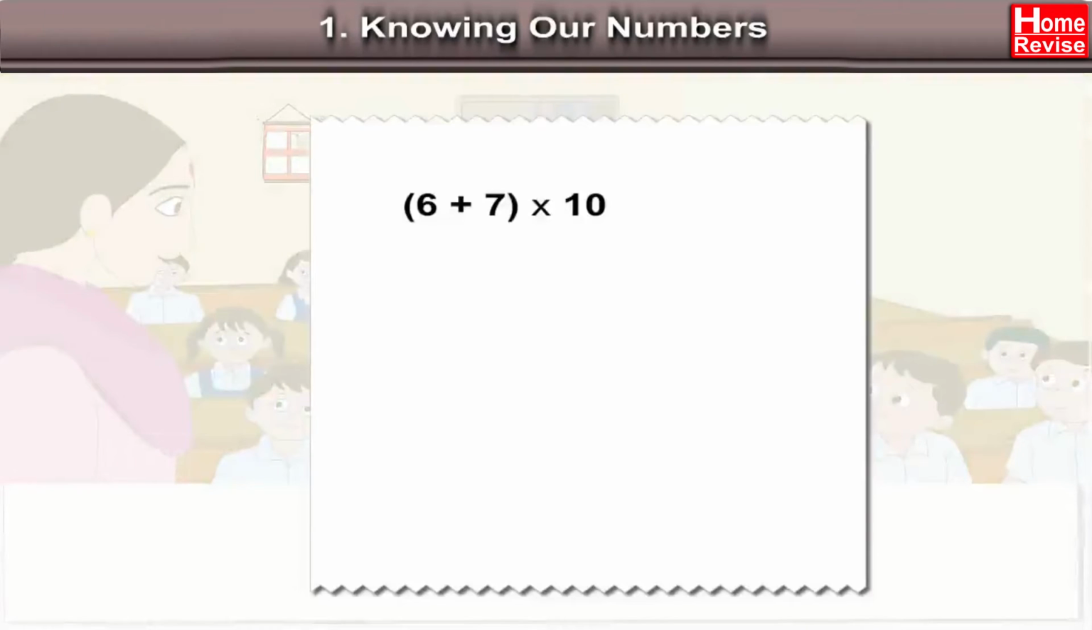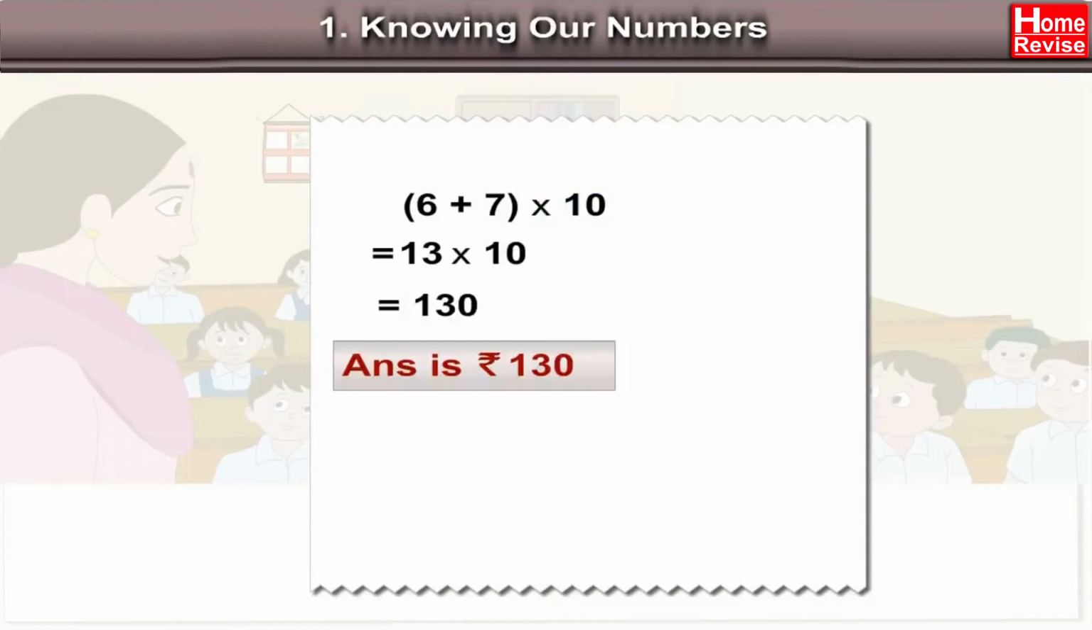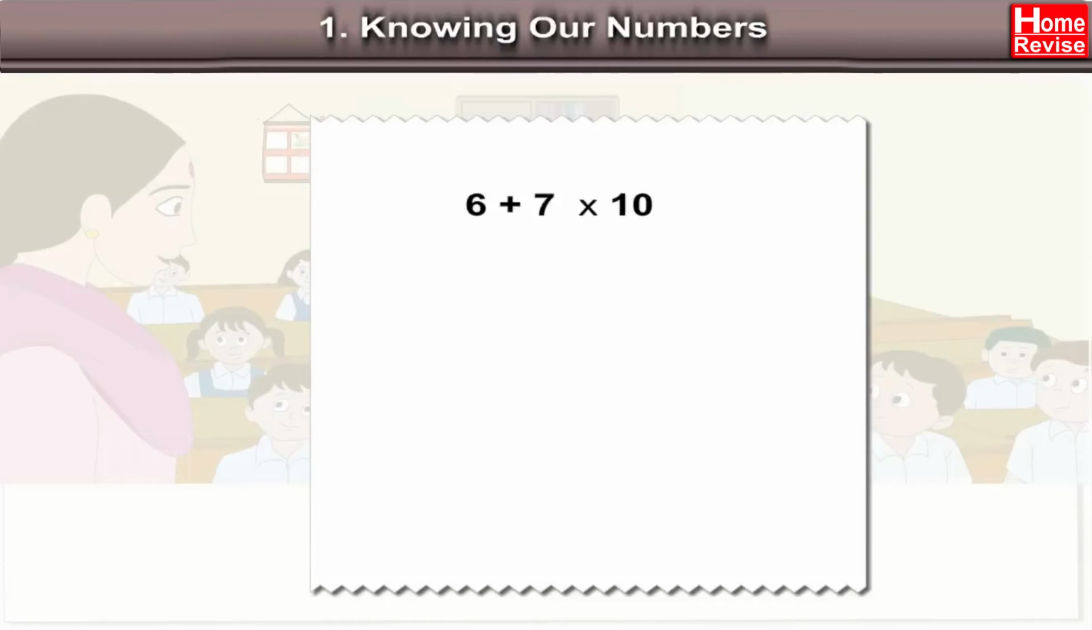So, bracket open, 6 into 7, bracket close, multiply by 10 is equal to 13 into 10, which is equal to 130. So the answer is 130. This clearly tells us first turn everything inside the brackets into a single number and then do the operation outside, which in this case is to multiply by 10.